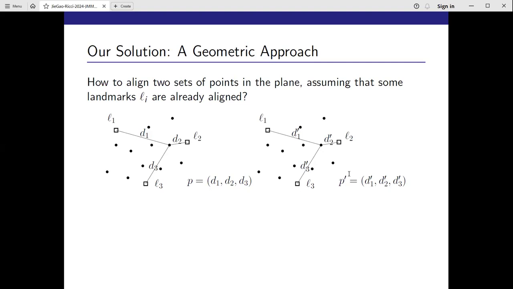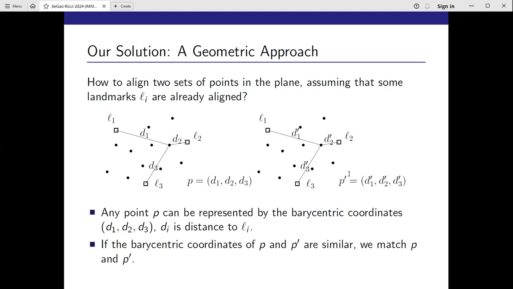Now, if I manage to align the landmarks of these 2 sets of points, then I can match the other points just by the barycentric coordinate. If they have the same coordinate, they are the same point, and so on and so forth. So basically, there's a representation of these landmarks, and if the barycentric coordinates match, then we say they are likely the same.